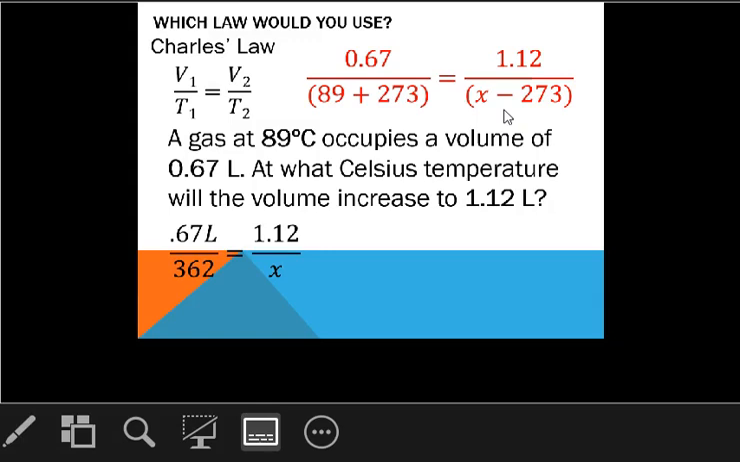You always take the path where you have both numbers and divide by the number that's connected to your variable. That's 605 Kelvin. But don't forget, we have to report in Celsius. So you solve in Kelvin, report in Celsius. So that's 332 degrees Celsius.